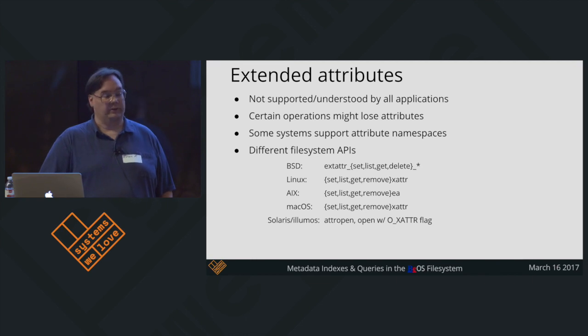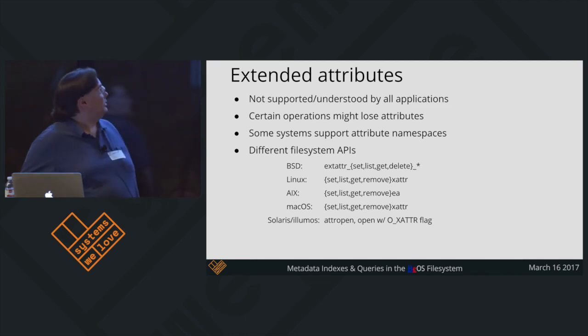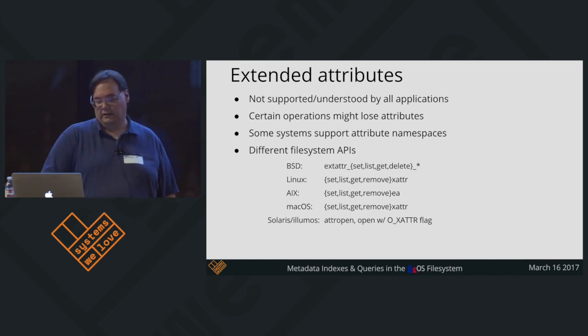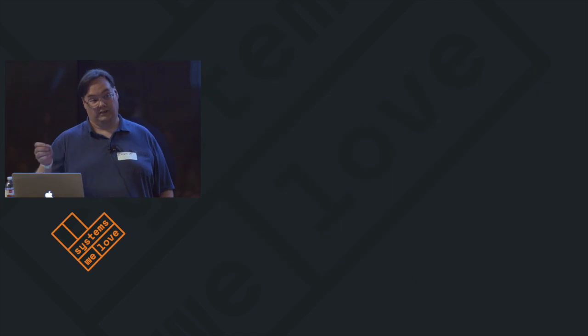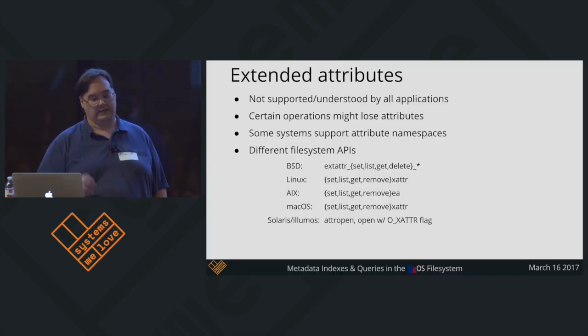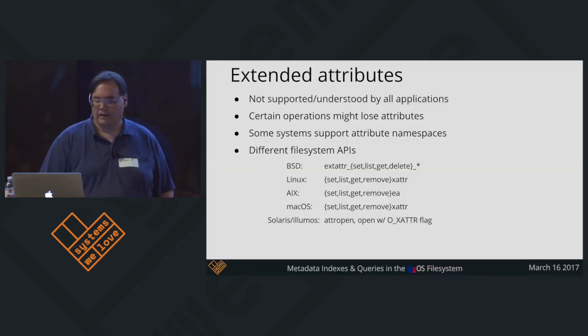You also have to deal with different APIs. In some ways, a lot of these APIs are very similar. Here, Linux and AIX, even though the function calls are different, use the same argument list. Mac OS uses the same function call as Linux, however, the argument list it takes is slightly different. BSD has their own set of system calls, and then on the Solaris and Illumos side, it uses something completely different altogether.